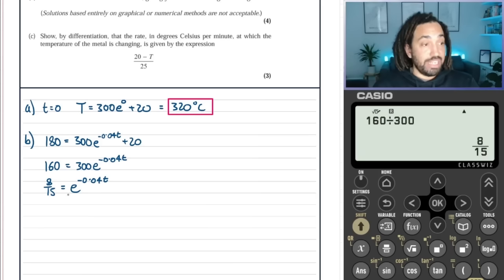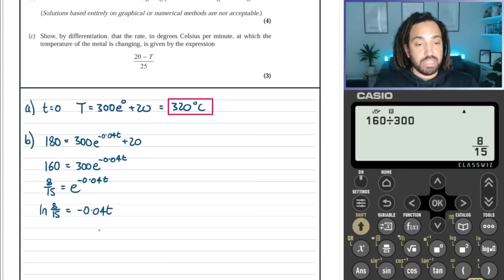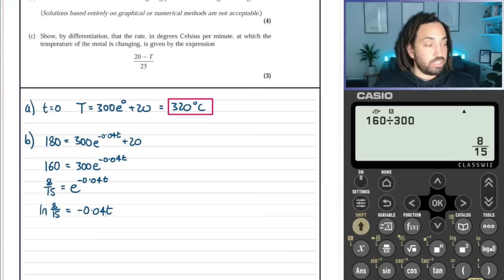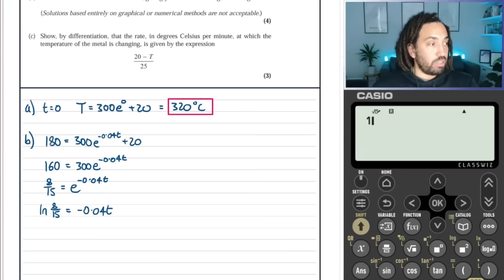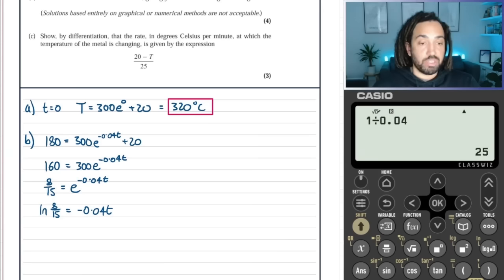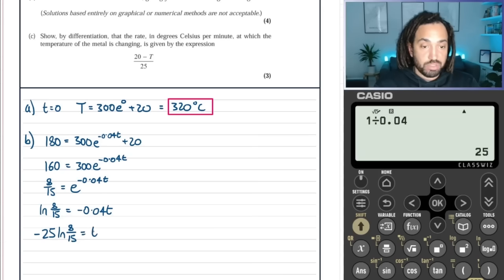And then when we've got an e to the power of something equals something else, we take lns of both sides, like so, and then that will remove the e and bring the power down, like so. And then, well, we can either divide by minus 0.04, but what happens when you divide by minus 0.04? You times by 25. Okay, so we're going to get minus 25 ln 8 over 15 is equal to t.